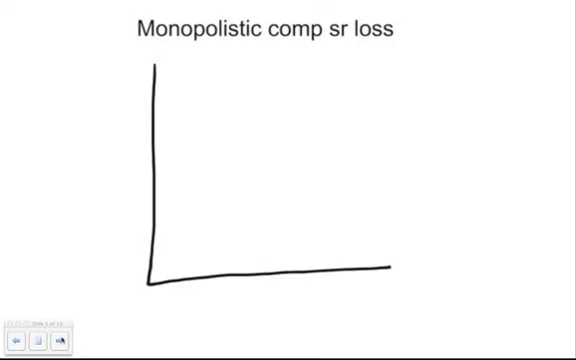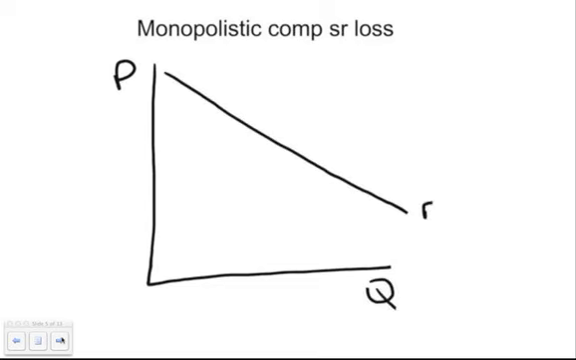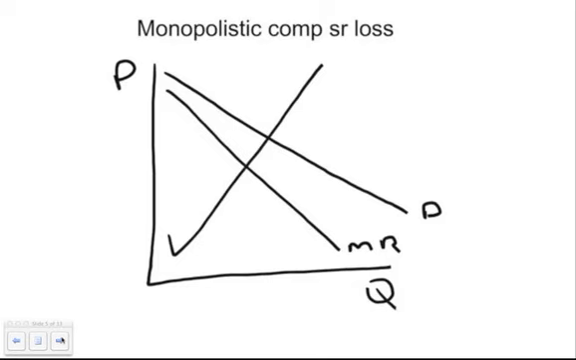Now monopolistic competition with a short-run loss. So the SR just means short run. And so to draw that, if I were asked to do that, I would draw my price and quantity. My demand curve, again, tends to be a little bit flatter than what it would be in a monopoly. And then you have your marginal revenue curve and your marginal cost curve. I would locate my output, which is where MR equals MC. I would locate my price, which is up at the demand curve.